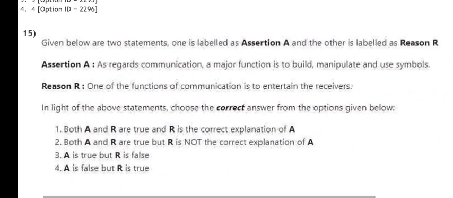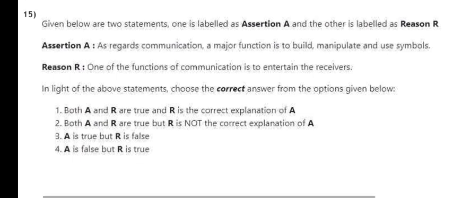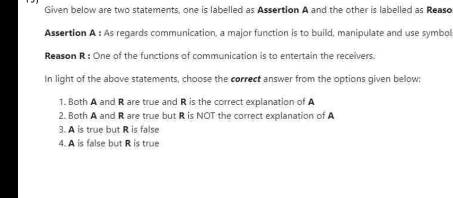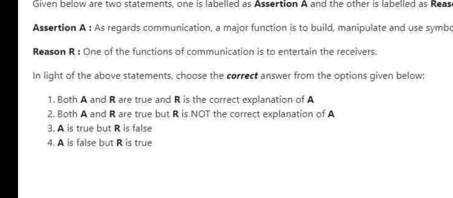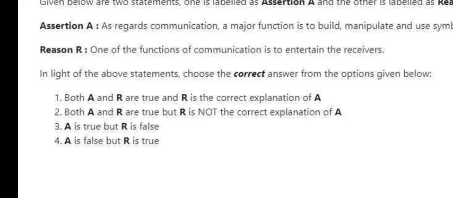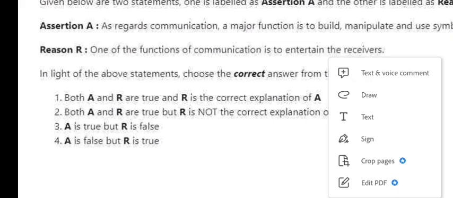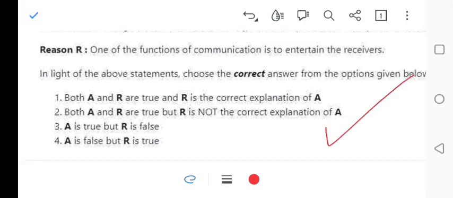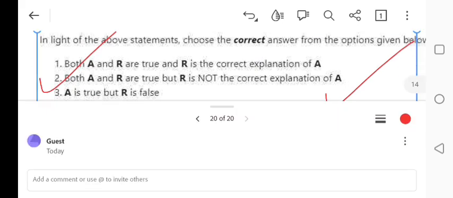Next is saying, given below are two statements. One is labeled as assertion and other is reason. Assertion is saying, as regards communication, a major function is to build, manipulate, and use symbols. Reason is saying, one of the functions of communication is to entertain the receivers. What will be correct? In light of the above statement, choose the correct answer from the options given below. A and R are true, R is the correct explanation of A. Both A and R are true, but R is not the correct explanation of A. A is true, R is false. A is false, but R is true. So that means both A and R are true, but R is not the correct explanation of A. Number 2 will be correct for us.